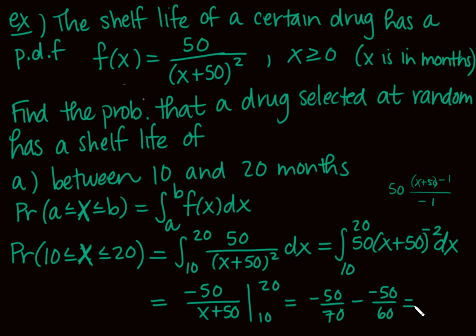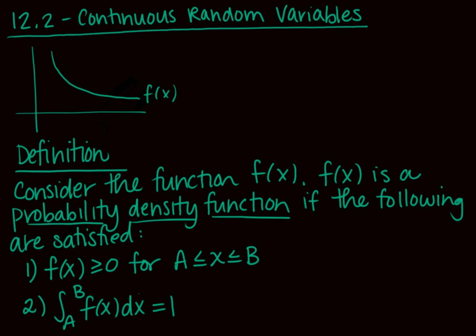And so I believe, let me grab my calculator. It was in my bag. That's basically a -5/7 plus 5/6. But I don't know about you, but that doesn't really mean much to me. What is my probability? I'm running out of room. My probability is 0.119. So if I just take a drug at random, what is the probability that its shelf life will be between 10 and 20 months? It's 11.9%.